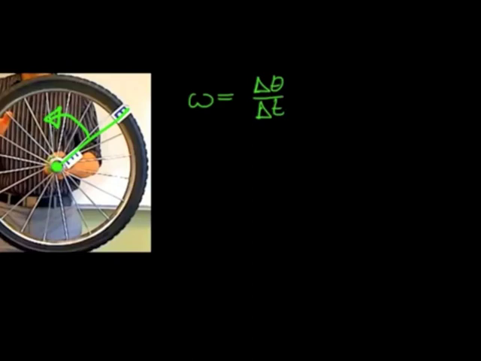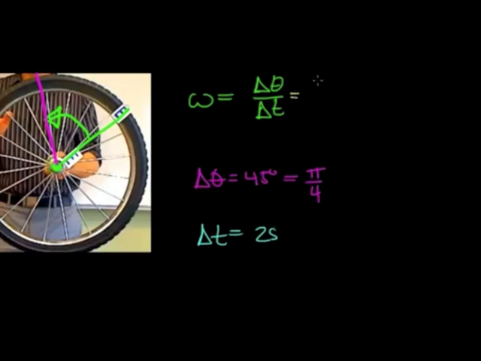Now as an example, let's suppose this object rotates through some angle. In this case, let's say that the angle through which the object rotates is 45 degrees, which we can later show works out to be pi over 4 radians. If the time it takes for this object to rotate through this angle, this pi over 4 radians, is 2 seconds, then we can calculate the object's angular velocity.